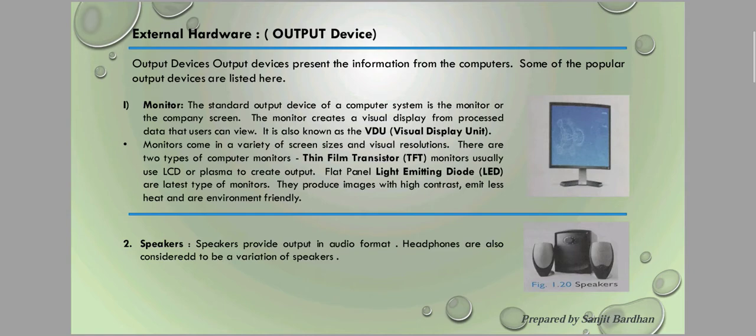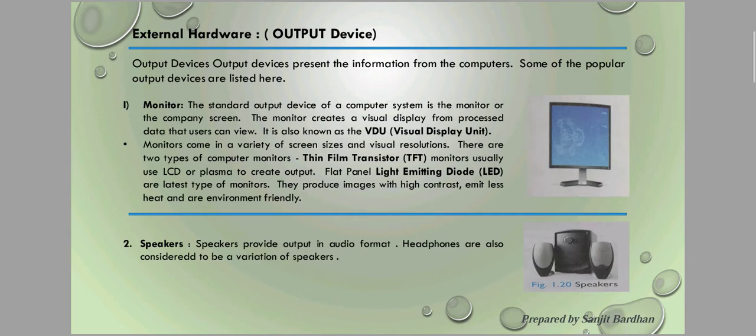There are two types of computer monitor. Number one is TFT. TFT are mainly used in LCD panels, and the other is LED. LEDs are the latest type of monitor. They produce images with high contrast, emit less heat, and are environment friendly. That means the LED monitor is environment friendly, and it produces images of high contrast and emits less heat.